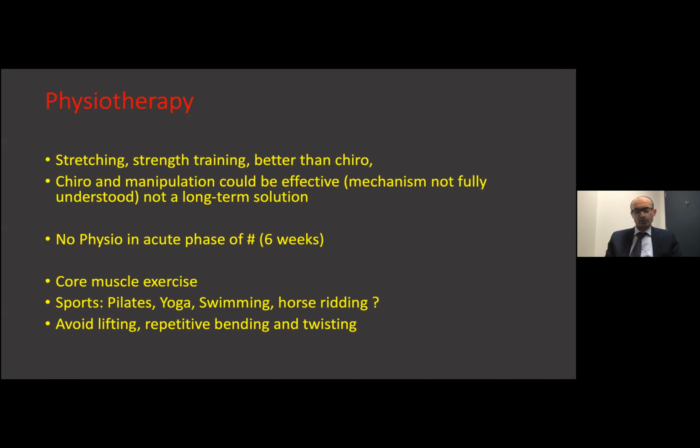In terms of sports, Pilates, yoga, and swimming are the best sports for the back, and also for those who are able to, horse riding could be good because they can stand up straight and then fire the muscles. The other thing I always say is avoid lifting, repetitive bending, and twisting. These are things to avoid. Those are the exercises and sports to do.